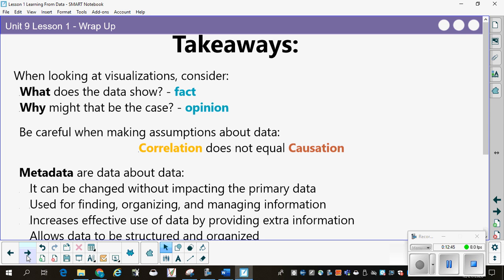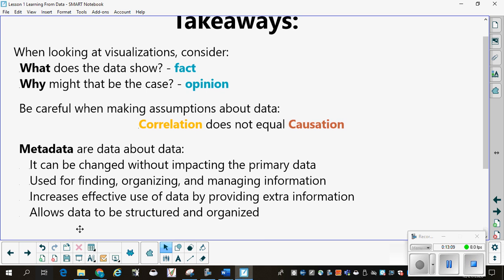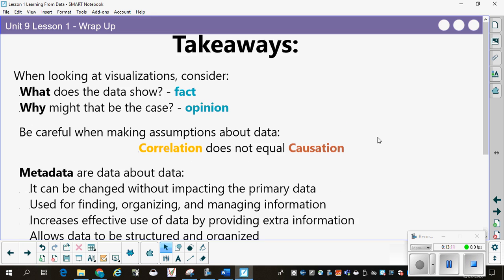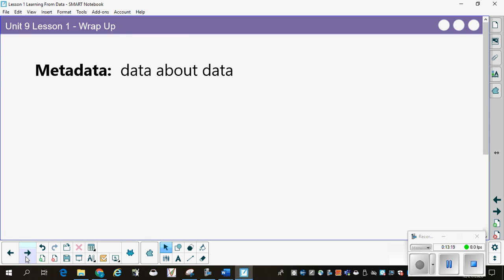If I'm looking at styles that are being sought after online, what kinds of styles of sweaters are people looking for? Depending on what I want to use it for, I would probably want more recent stuff. If I'm a store and I want to stock up on what people want, I don't want to look at fashions that were 10 or 15 years old. Metadata also allows data to be structured and organized. There's data, and then there's data about data. Data about data is called metadata. That's your vocabulary word for today.